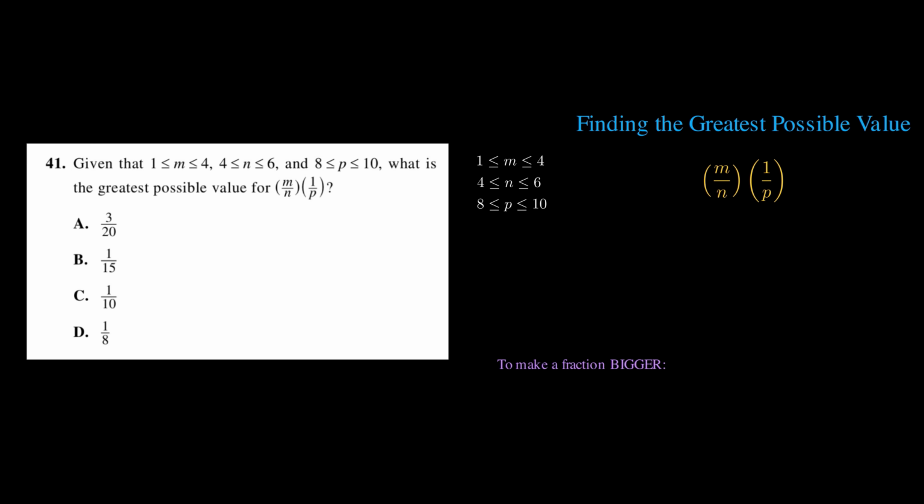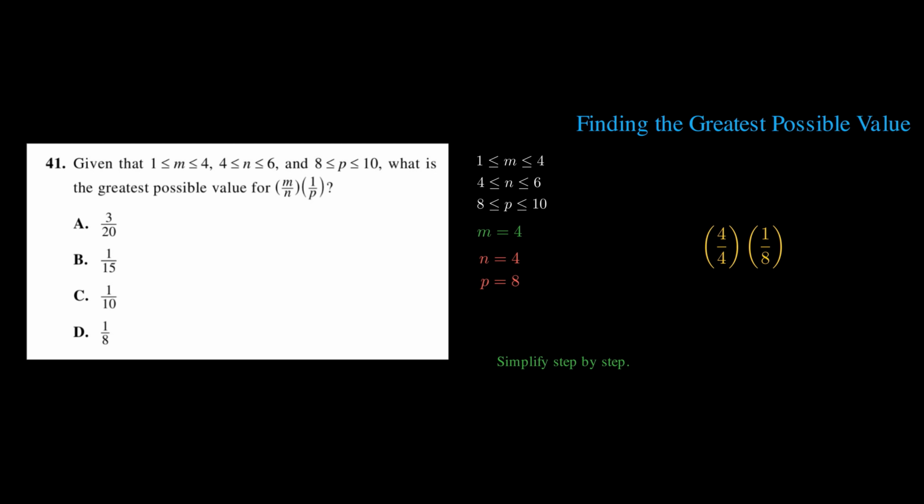Before we plug in numbers, we need to remember how fractions behave. A fraction becomes larger when the number on top gets bigger and the number on the bottom gets smaller. So, to make this expression as large as possible, we want the top numbers big and the bottom numbers small. Look at the expression m over n multiplied by 1 over p. Notice m is on top of a fraction. N and p are both in denominators, meaning they are on the bottom. So, to make the result as big as possible, we choose the largest possible value for m and the smallest possible values for n and p.